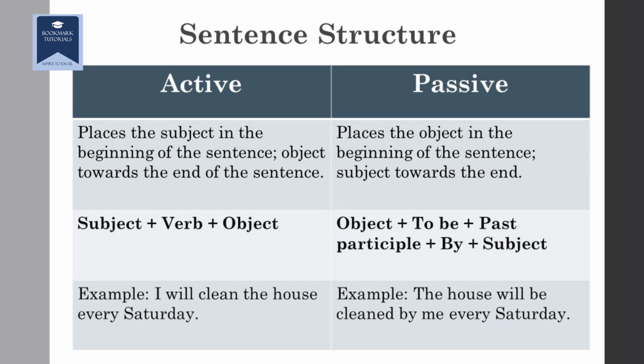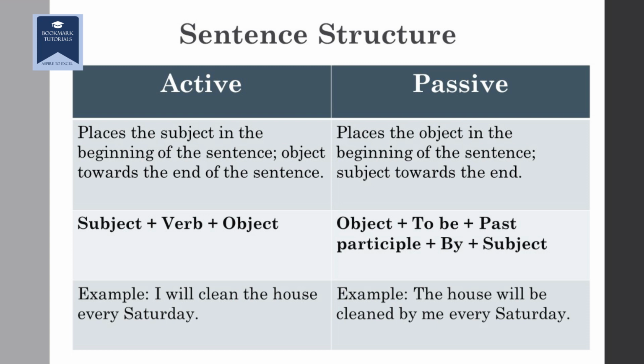The active voice follows the form subject plus verb plus object. For example, I will clean the house every Saturday. Here, I am the subject, or let's say the speaker is the subject. Clean is the verb here, and the house is the object.